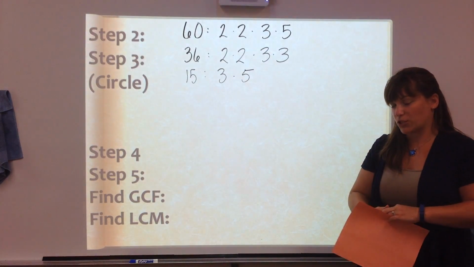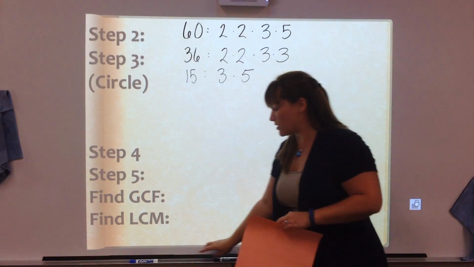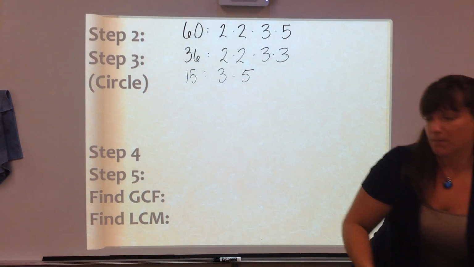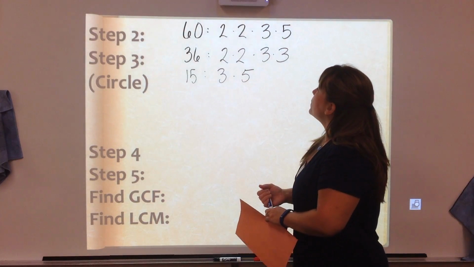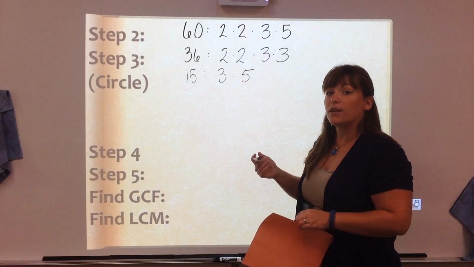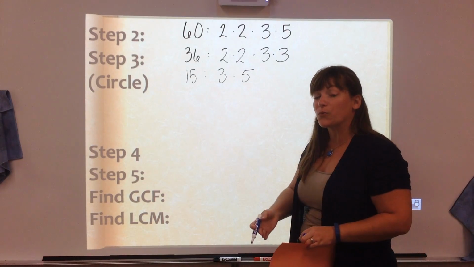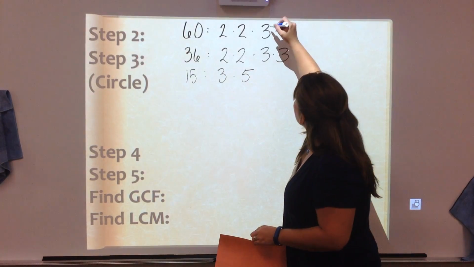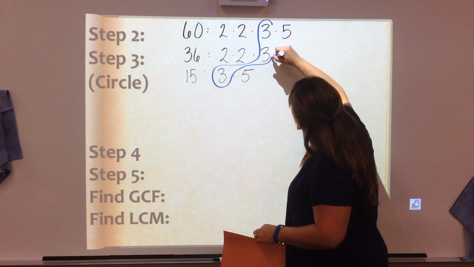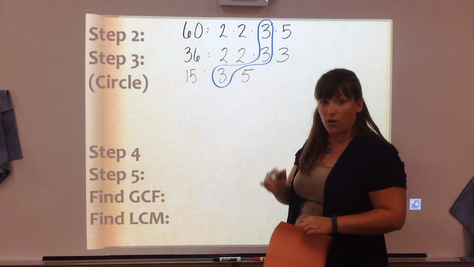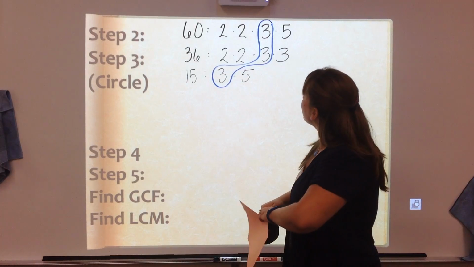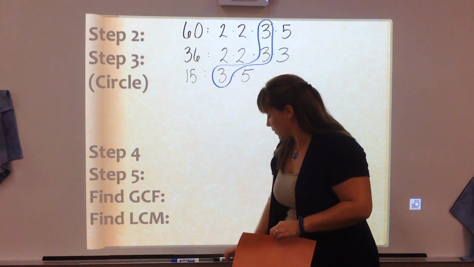Now step 3 is to circle. I'm going to grab a couple of colors and I suggest that you do as well. So my blue and red here. I'm going to look first, and with one color I'm going to circle any number that exists in all 3 rows. And I see that there is a 3 in all of the rows. That is going to be one color. I'm going to circle that. It's a funky circle, but it is.